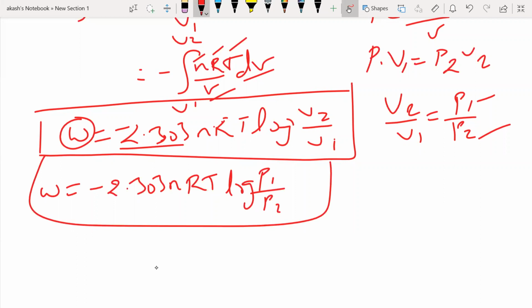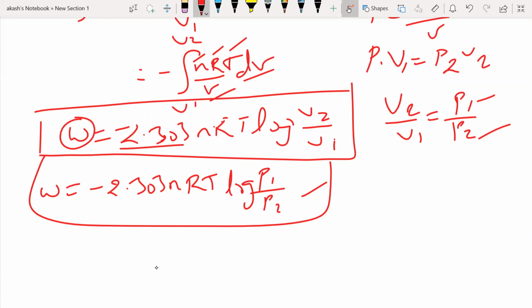Again, this formula you can also remember. Depending on what data is given to you, you'll use it accordingly. So this is especially for reversible isothermal expansion. The formula you have to remember. Now if it's an irreversible process, pretty simple. You don't have to use this formula. You just have to go for minus P external delta V, pretty simple, right?